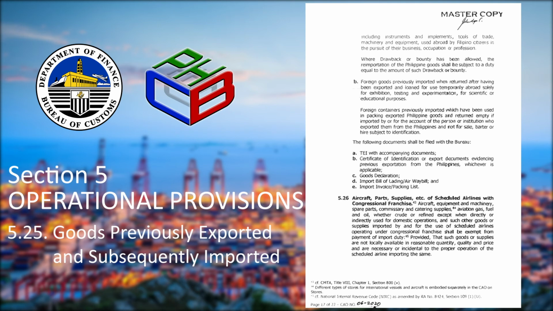A. ATEI with accompanying documents. B. Certificate of identification or export documents evidencing previous exportation from the Philippines, whichever is applicable. C. Goods Declaration. D. Import Bill of Lading, Airway Bill, and E. Import Invoice, Packing List.